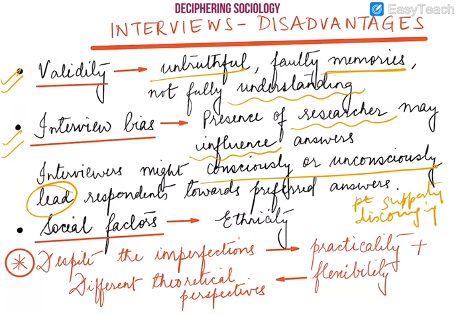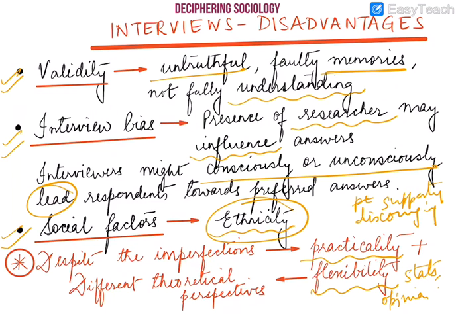Another factor is the social factor, which is ethnicity, because people belonging to different ethnicities, different social backgrounds, different social groups may answer the same question differently. Despite so many imperfections, an interview is quite practical and flexible because it can be used to record statistics as well as opinions, even by different theoretical perspectives. Hence, it is an ideal choice for researchers of either group.